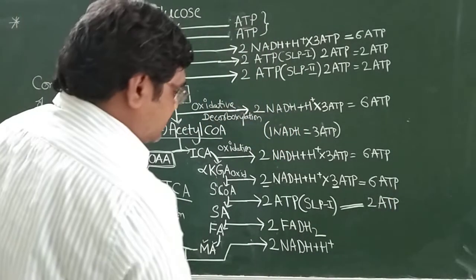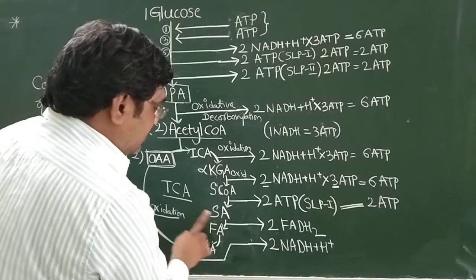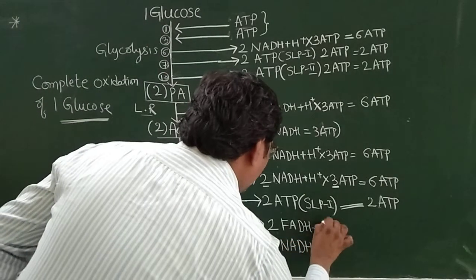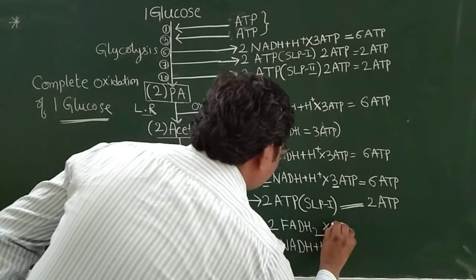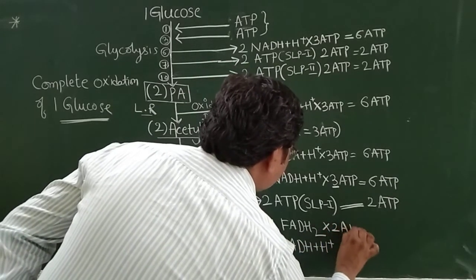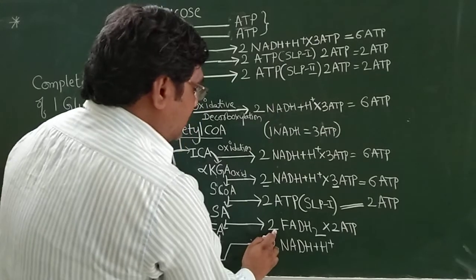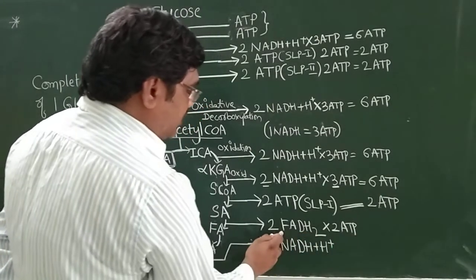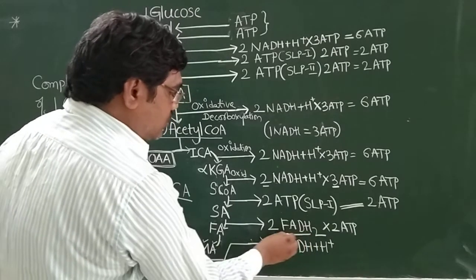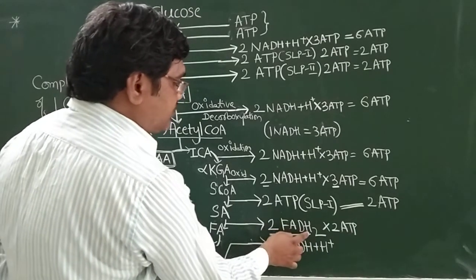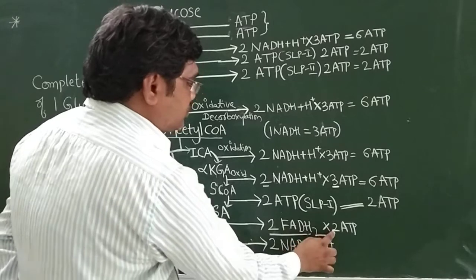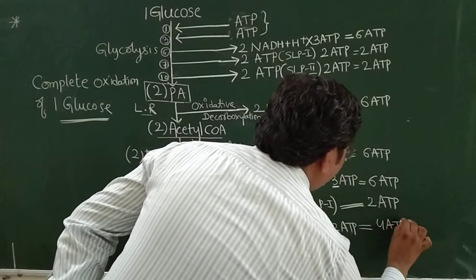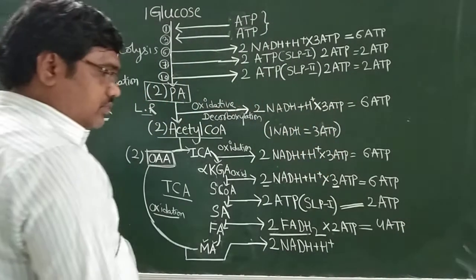Okay. So next, in the Krebs cycle, 2 FADH2 are produced. So here 1 FADH2 is equal to 2 ATP molecules. Here how many FADH2 are formed? Here 2 molecules of FADH2 are produced. 2 into 2, here 4 ATPs are formed. Okay.